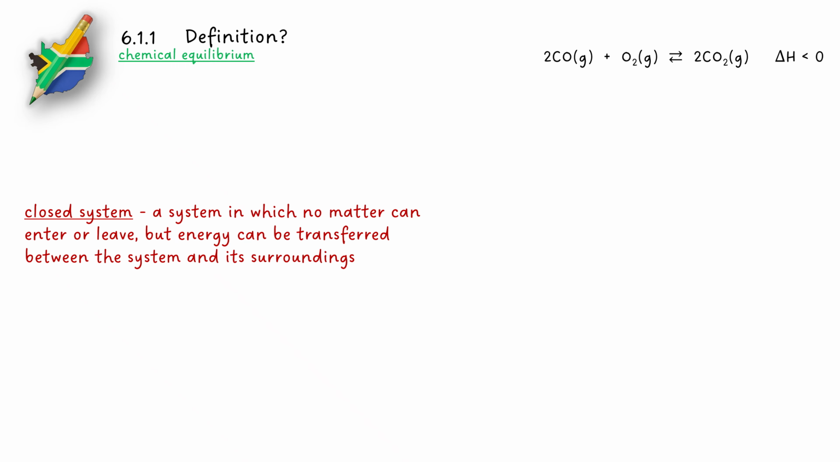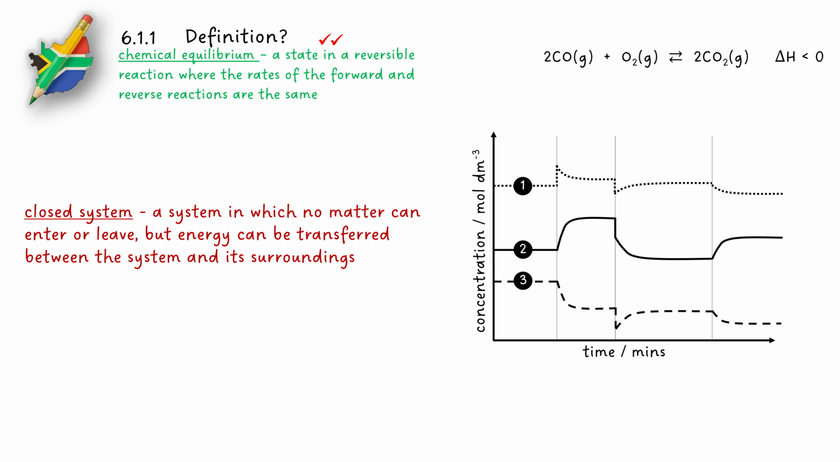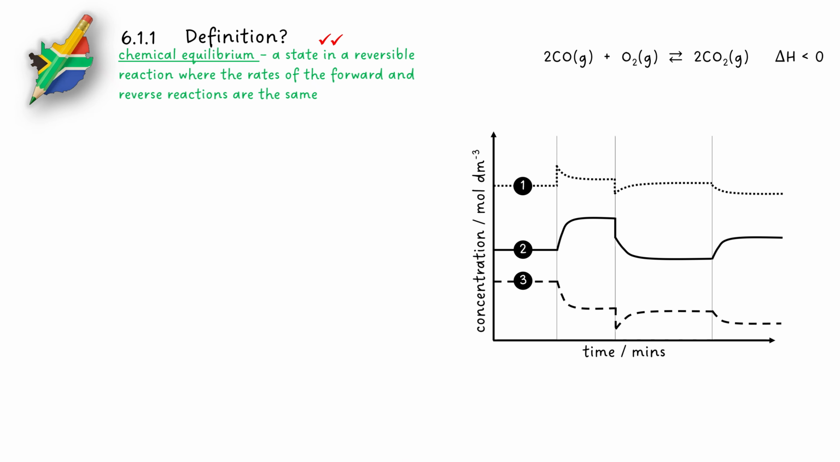First, we need to give a definition for the phrase chemical equilibrium. A chemical equilibrium is a state in a reversible reaction where the rates of the forward and reverse reactions are equal. The graph shows how the concentrations of the three species at equilibrium in the reaction change when certain reaction conditions are altered.